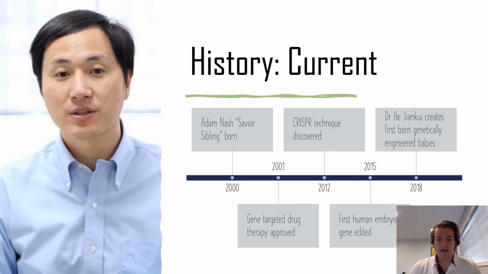Now we're up to date in the 2000s, 21st century. Adam Nash is born. I talked about before. 2001, a year later, gene-targeted drug therapy. Now this is very relevant because it's used almost every day here. It's not as extreme as genetic engineering, but it is gene editing. Whether it's cancer treatments, it uses gene-targeted drug therapy a lot. Again, with the diabetes, it's very popular, and there's no controversy surrounding that since it's not as invasive and it's not altering a baby's DNA.